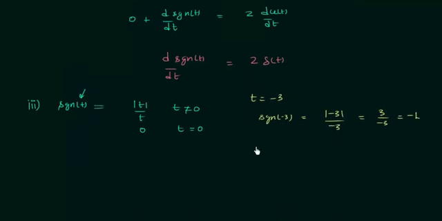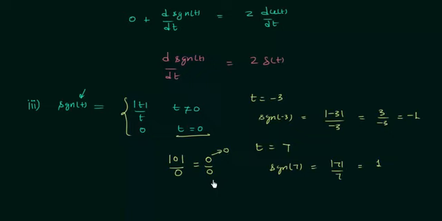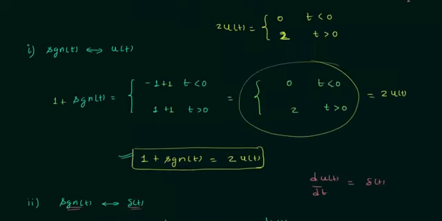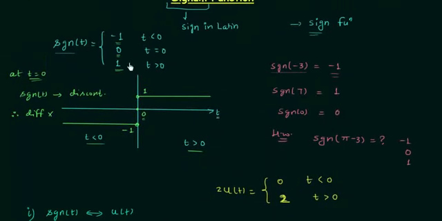Let's take one more example. When t is equal to 7, signum of 7 is equal to mod 7 by 7, which is equal to 1, and the result is true because the sign here is positive. So we can represent the signum function like this also. Mod t by t is not valid when t is equal to 0, because then we have mod 0 by 0, which is equal to 0 by 0. According to this 0, we have 0, and according to this 0, we have infinity. So the result is not defined when t is equal to 0 if you use mod t by t. So we have mentioned that when t is equal to 0, the signum function is simply equal to 0. You can use this definition, or you can simply use this definition. Both will produce the same result.